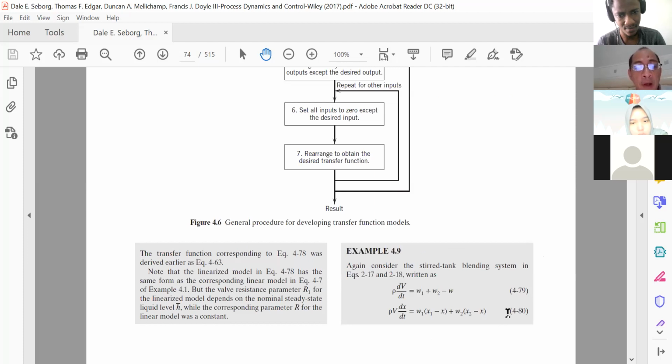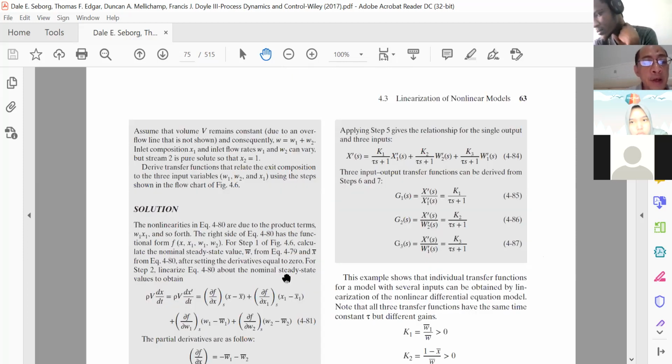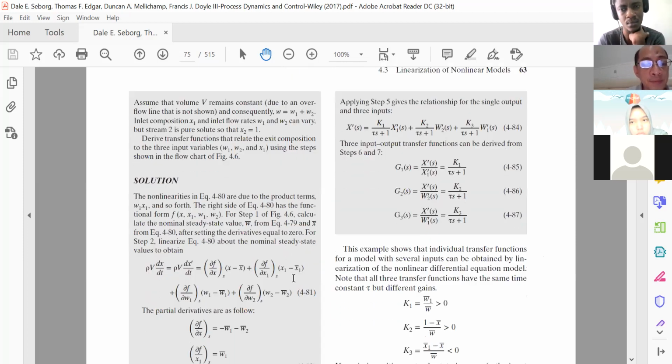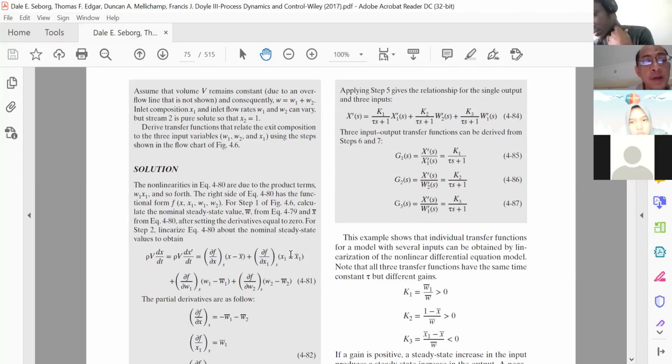All right, now we see example 4.9, stirred blending system. We have something like this before. This is the mass balance, and this is the component mass balance. Remember that? And then we have to linearize this. Why do we have to linearize this? Because the input variables now, W1, W2, and X1, are not constants, but variables.